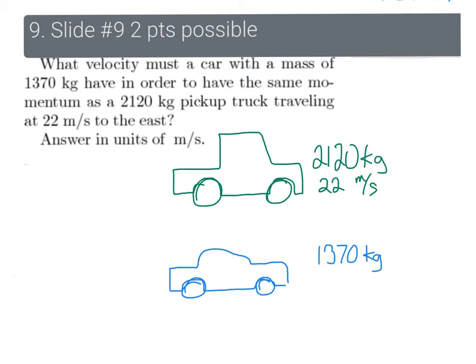So, we know the mass and velocity of our truck. We can figure out the momentum of the truck. To do this, we'll use the equation. Momentum is mass times velocity. And so we're just going to multiply our two numbers.